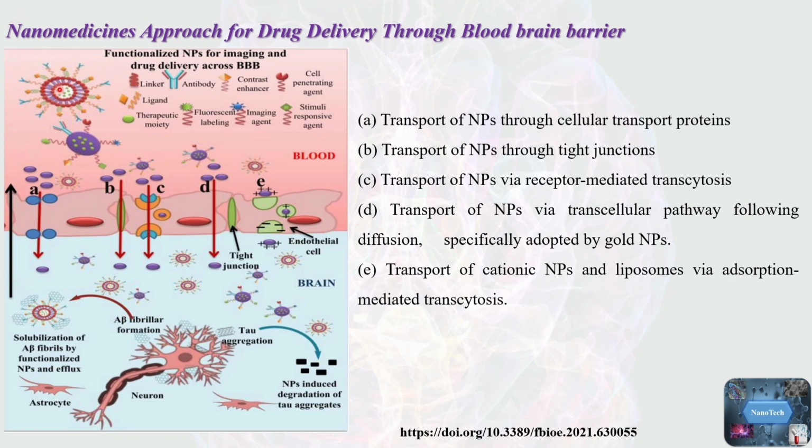The figure demonstrates how functionalized nanoparticles have been employed to overcome the blood-brain barrier, exploiting different transport pathways to achieve anti-Alzheimer's disease effects of the delivered cargoes, such as: A. Transport of nanoparticles through cellular transport proteins. B. Transport of nanoparticles through tight junctions. C. Transport of nanoparticles via receptor-mediated transcytosis. D. Transport of nanoparticles via transcellular pathway following diffusion, specifically adopted by gold nanoparticles. E. Transport of cationic nanoparticles and liposomes via adsorption-mediated transcytosis.